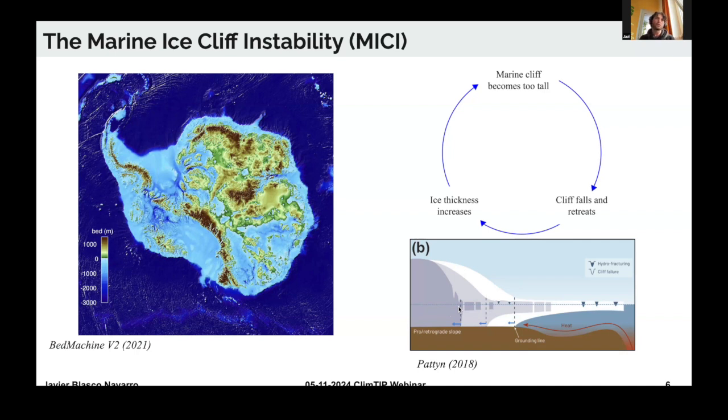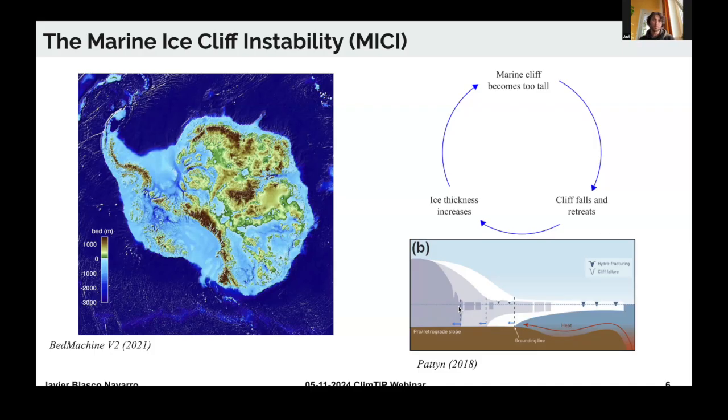But it has been used in literature to argue that Antarctica could contribute to around 1 meter of sea level rise by the end of this century. So usually the higher end projection scenarios of Antarctica do take into account this marine ice cliff instability. And the motivation was because it could simulate very high sea level stands during the Mid-Pliocene warm period.